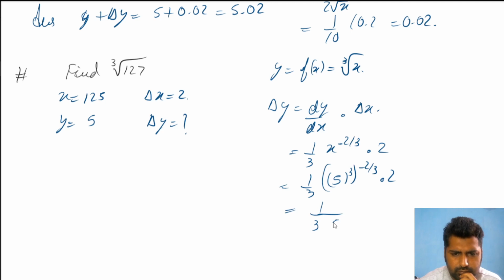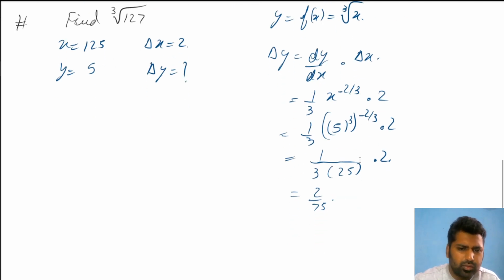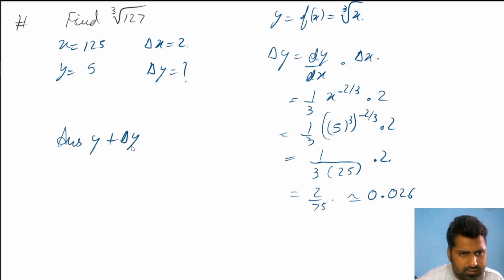So basically your 25 in the denominator and then 2 here. So it comes out to be 2 by 75. So 2 by 75, again, now at least, yes, some division has to be done. So this is approximately 0.026. So now final answer, y plus delta y. So that is 5 plus 0.026, 5.026.